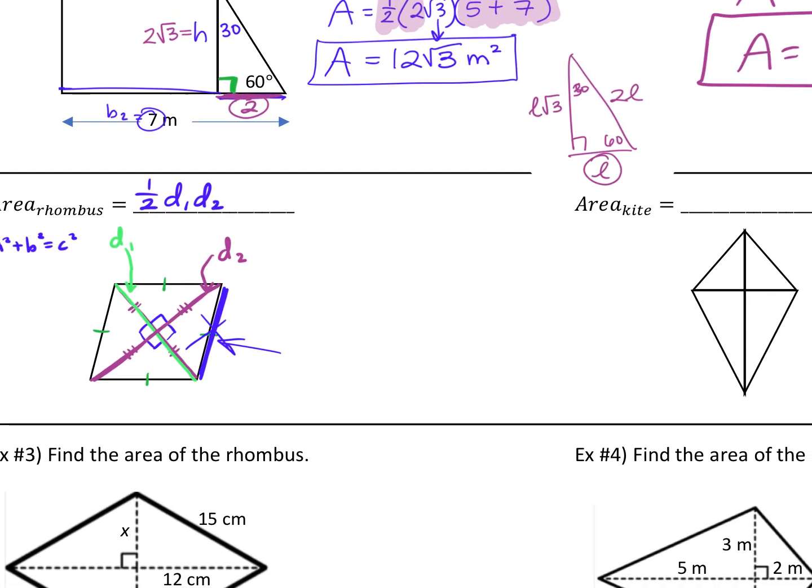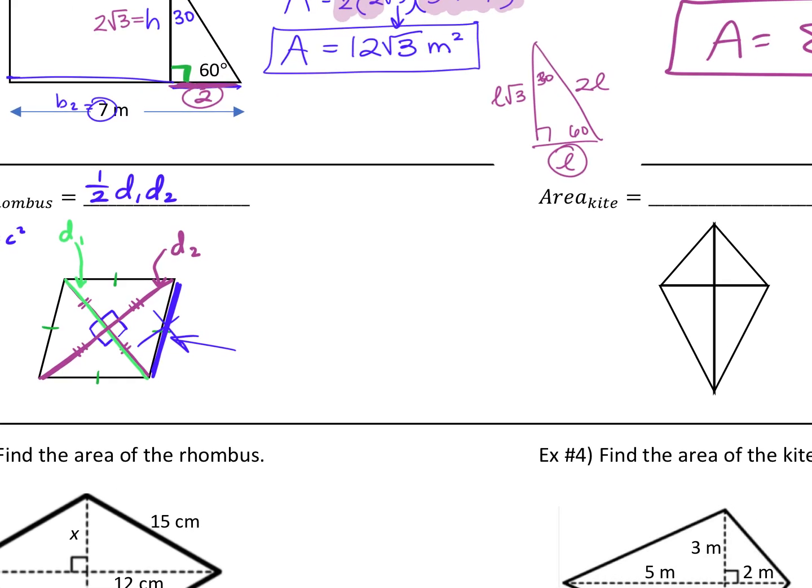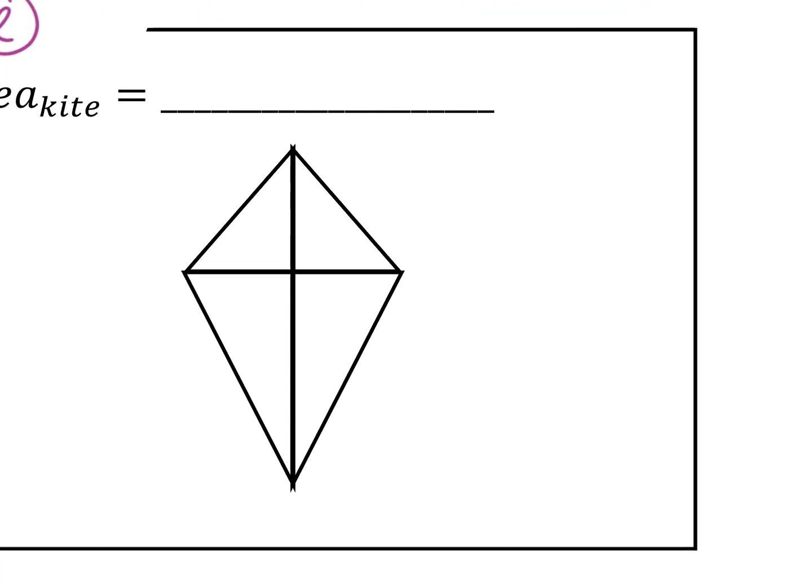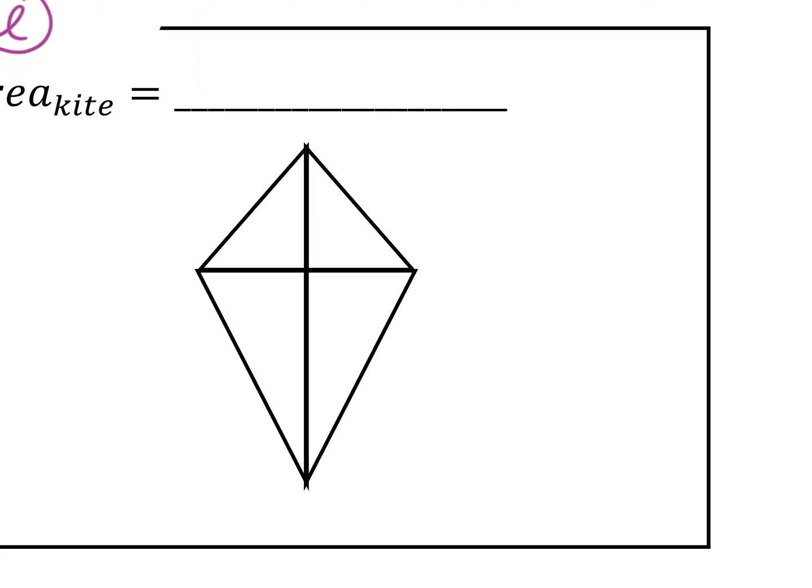We'll talk more about that in a minute. A kite. What makes something a kite? The whole thing will add up to 360. A kite is where these two sides are congruent and those two are congruent.